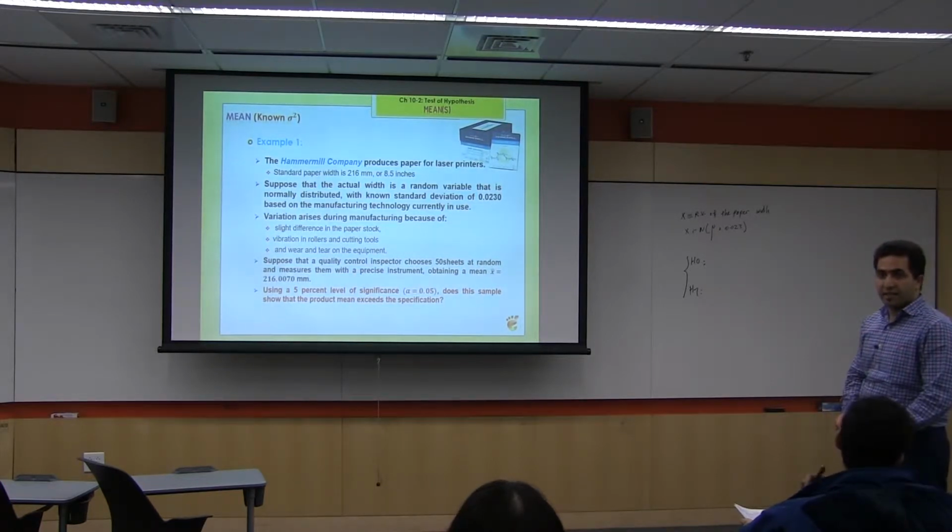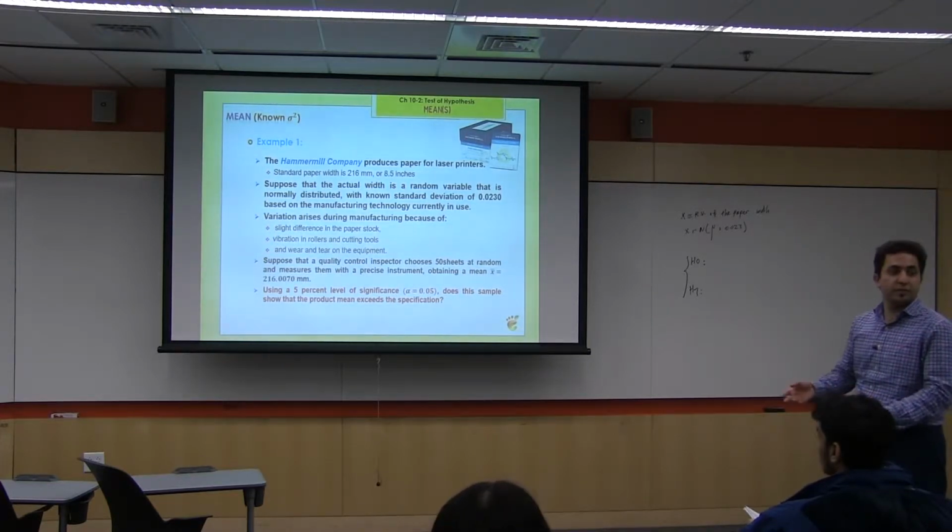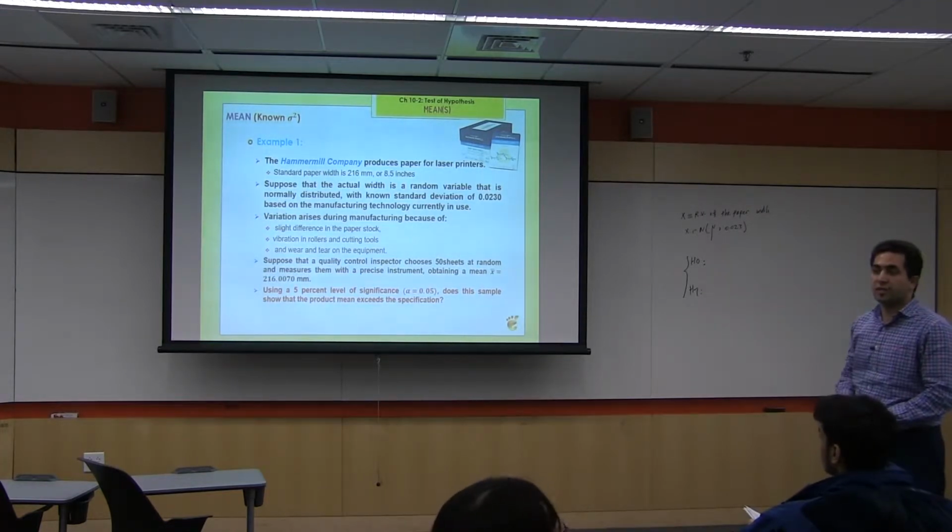The problem is saying whether the mu is more than 216 or not, whether it is exceeding 216 or not. If it's more than 216, there's something wrong with it. Is that right? Because again, it's going to get stuck in the printer, all this stuff. And it's saying, so what? It's saying to test whether the mean is exceeding the specification or not.